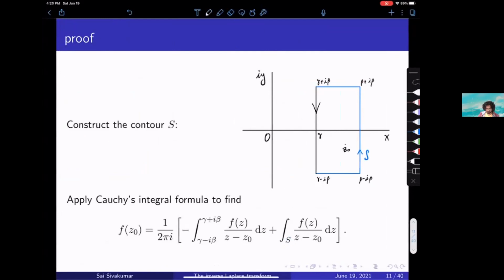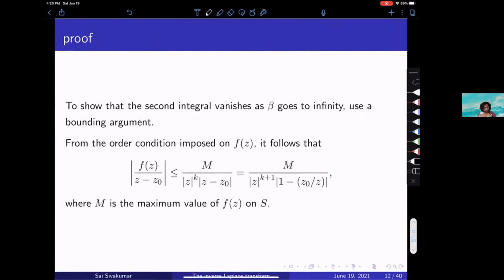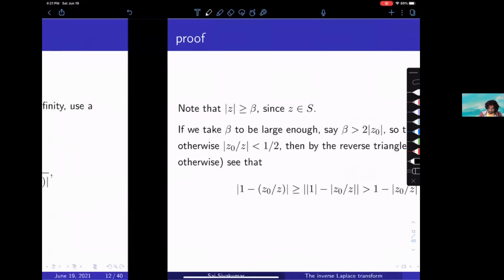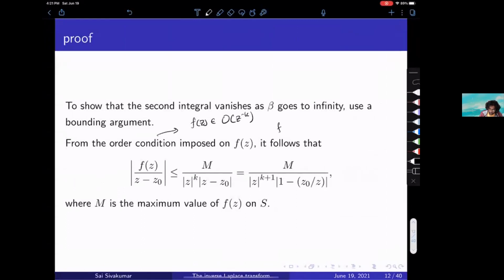Yeah, we want to show that this thing goes away. We are going to use a bounding argument. So remember that f of z is of order z to the minus k. So for large z, the magnitude of f of z is going to be bounded by 1 over z to the k. And so we do that over here basically.